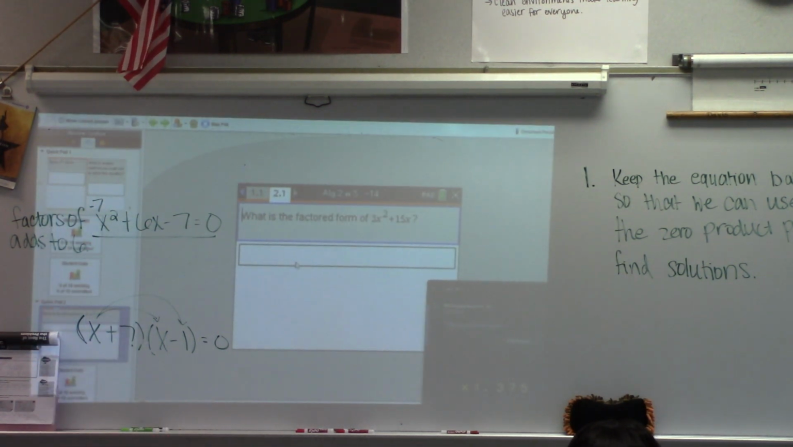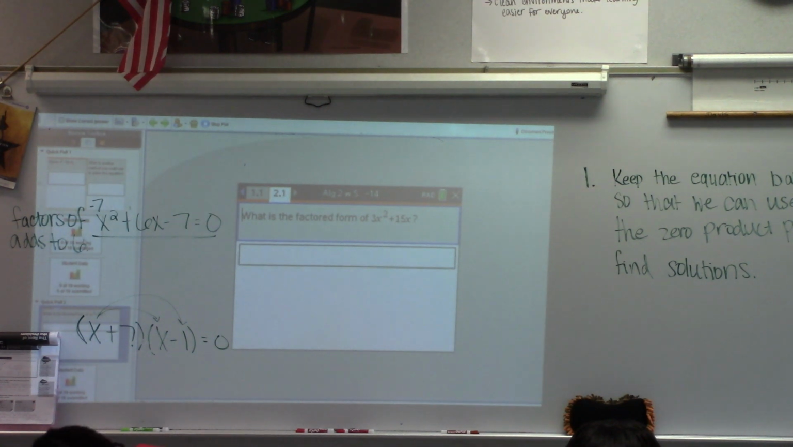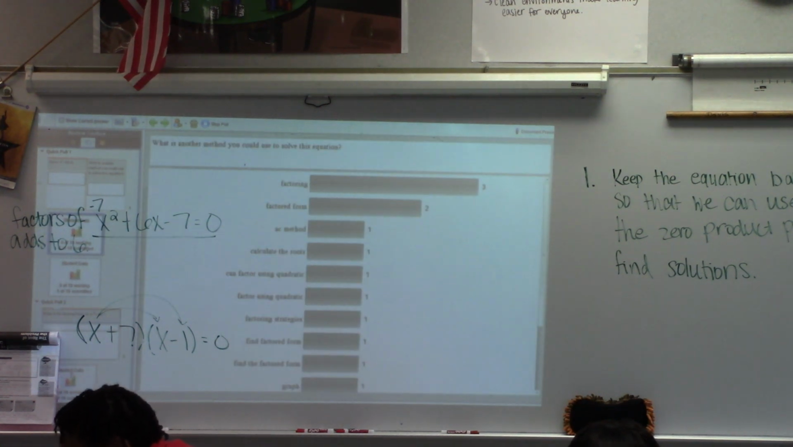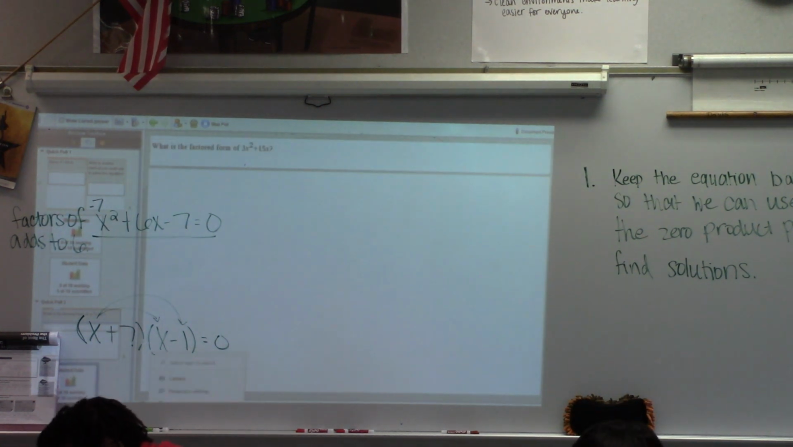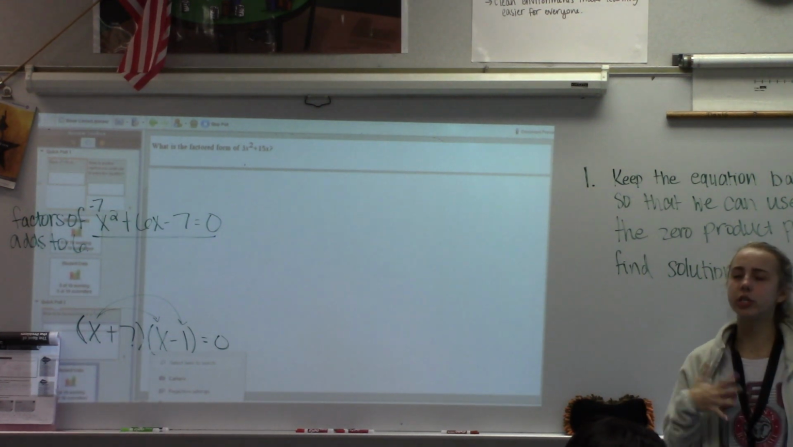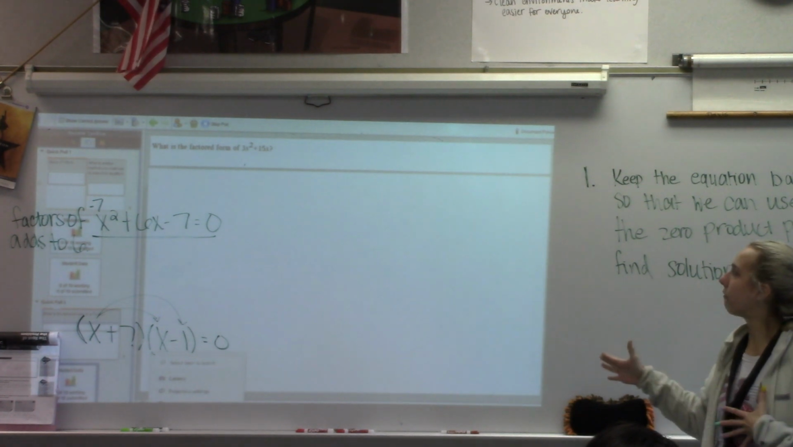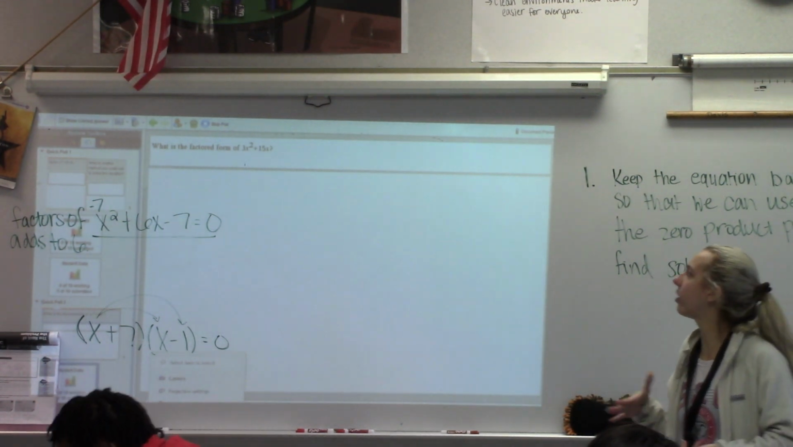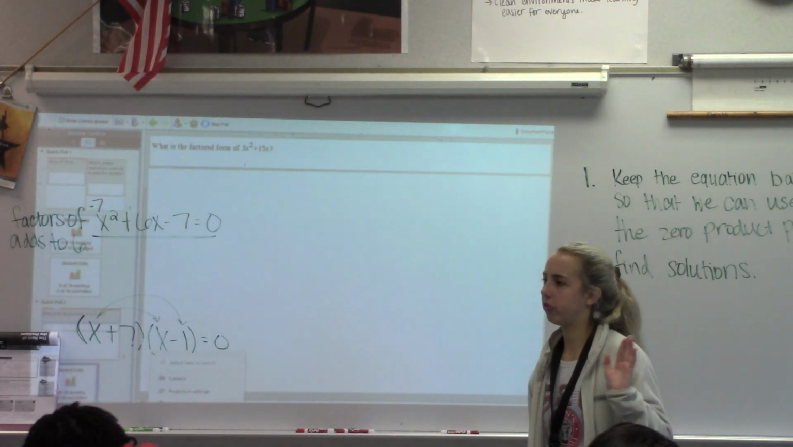AC method, which doesn't have a C. Okay, so we're going to start sending out these poll questions. We can only do one at a time. So this is our first one. We have to factor 3x squared plus 15x.